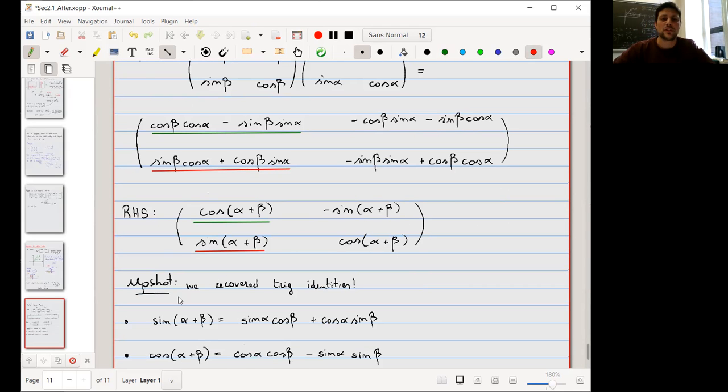That's exactly the upshot of this application. The fact that they do match, you've already seen when you studied trigonometric identities. And in fact, this is an alternative proof using linear algebra of trigonometric identities. The sine of alpha plus beta is equal to sine of alpha times cosine beta, plus cosine alpha sine beta. And that's exactly what we showed using these matrices.